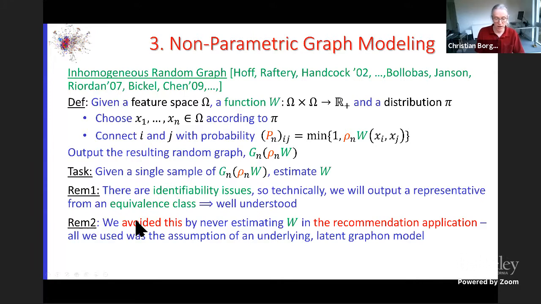And we avoided that in the recommendation system. We just used that the underlying model was represented by such an object. Essentially what we did is we replaced the hidden latent features by the observed feature of the network neighborhood. And that actually made the whole thing work.